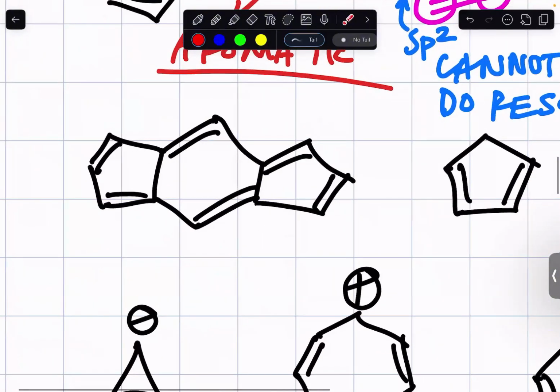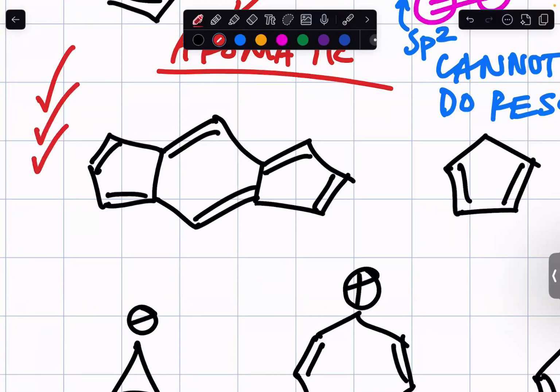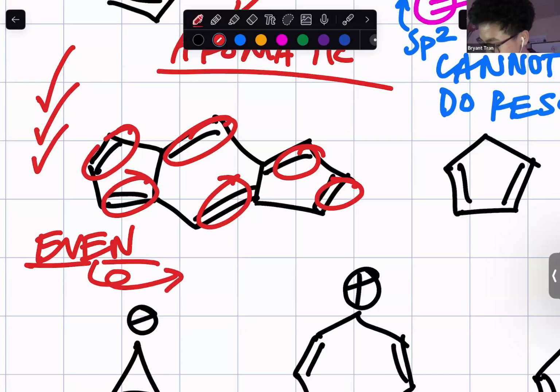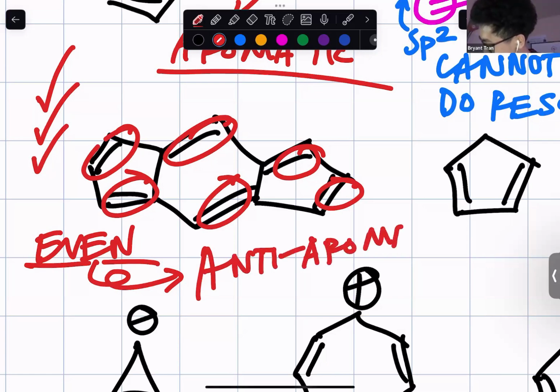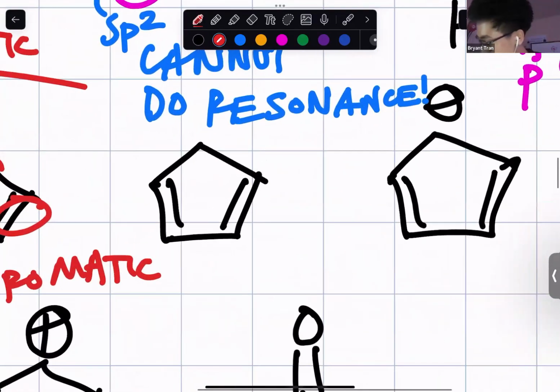I think they're all fully conjugated. Fully conjugated, cyclic, and planar. So all three conditions are fulfilled. Then I see 6 pairs of electrons. So 1, 2, 3, 4, 5, 6. Even. Yep, even pair of electrons, which would mean what kind of molecule this is? Anti-aromatic. Yep, anti-aromatic. Nice. Okay, now that's good. Let's move on to the next one, Elysia.